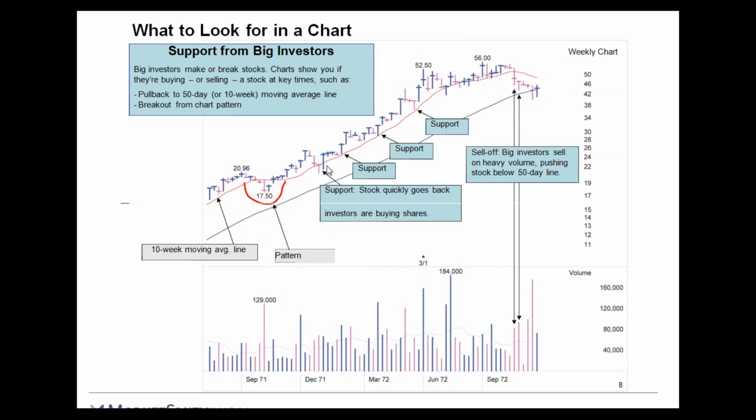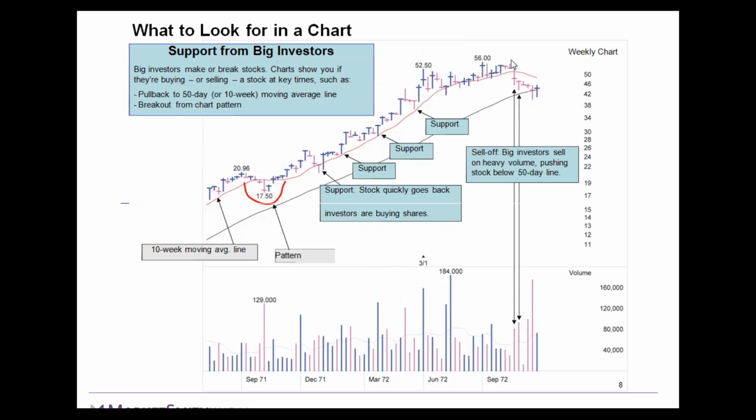What really happens here is that institutional investors are not allowing the stock to move lower than the 50-day moving average line. As long as it approaches the 50-day line, they start buying more shares, and this pushes the stock higher. This is what we call a support level. So here in this chart, the 50-day moving average line is acting as a support level.